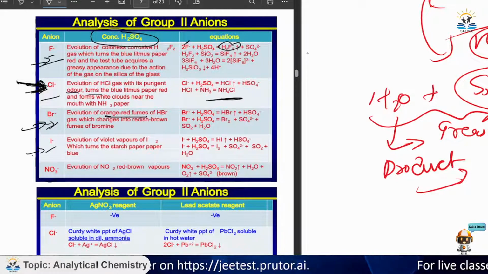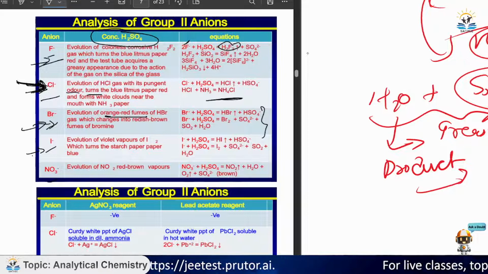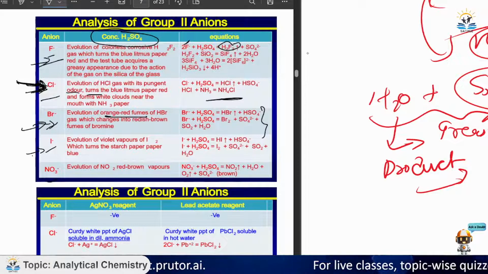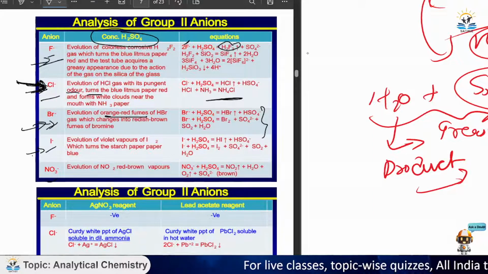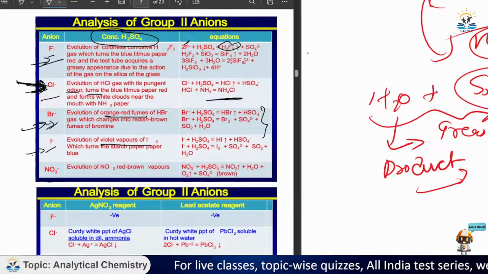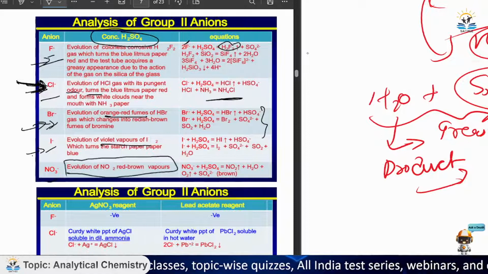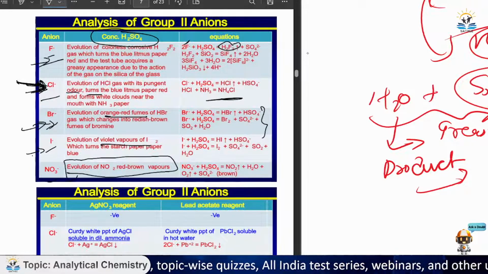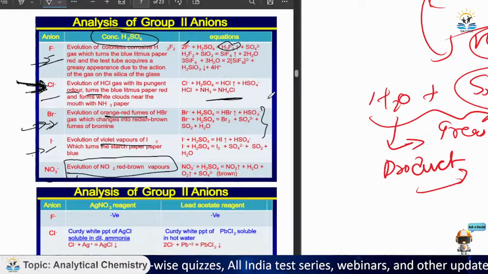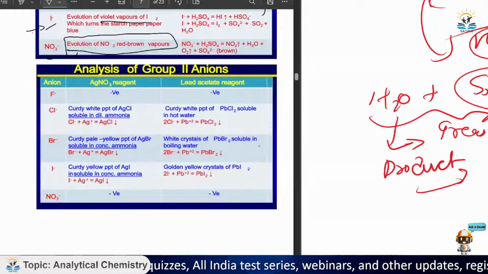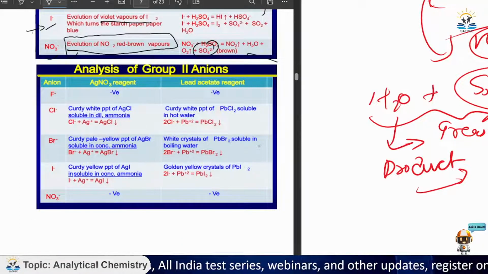Here are some chemical reactions similar to that, but we just have to perform the reaction according to the reagent we have given. Now, for iodine, evolution of violet vapors. Here orange red vapors, here violet vapors. Now, for NO3 minus, evolution of NO2 red brown vapor, similar to the group 1 test. SO4 2 minus will also form brown fumes.